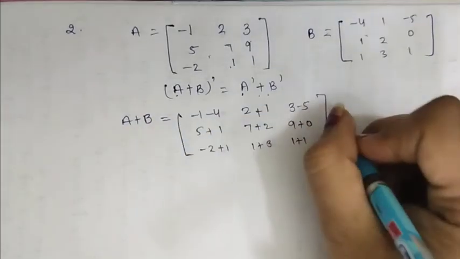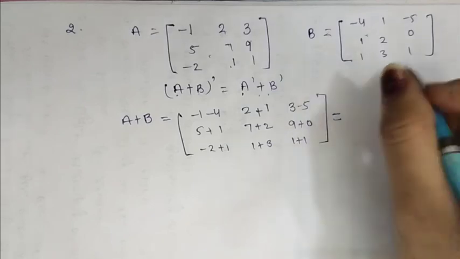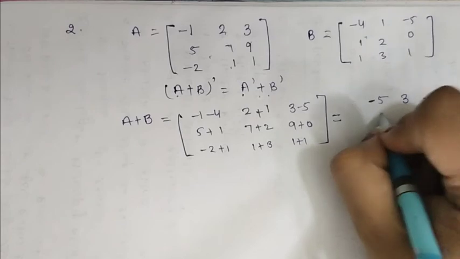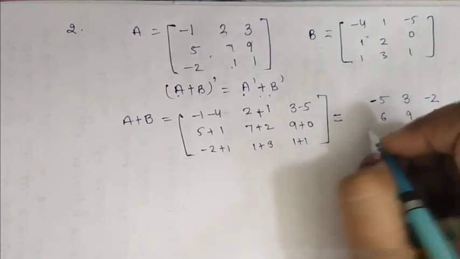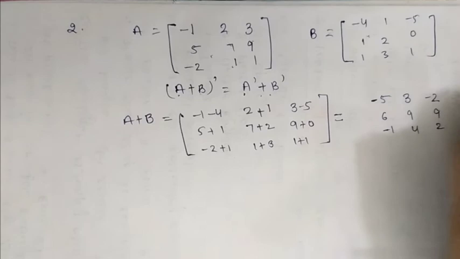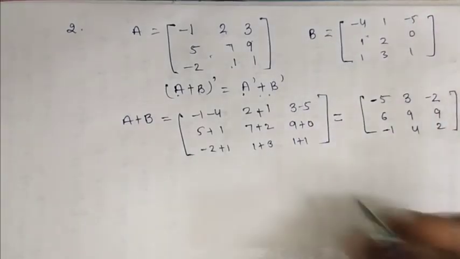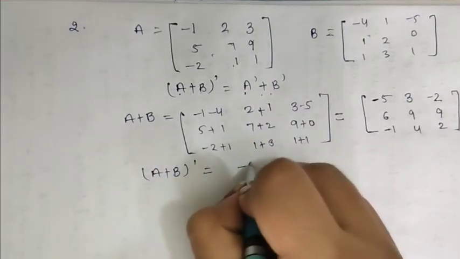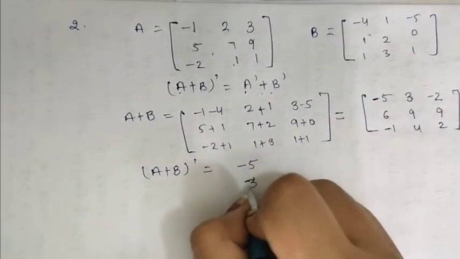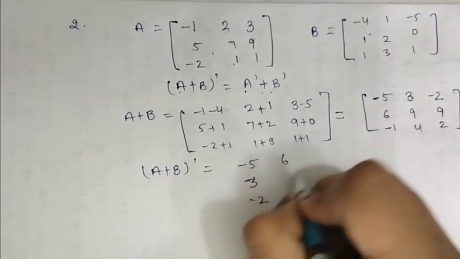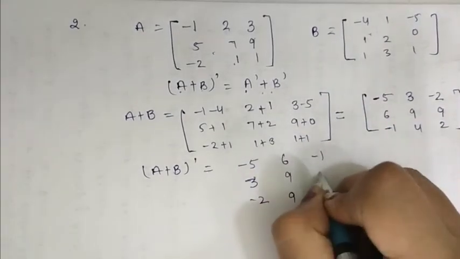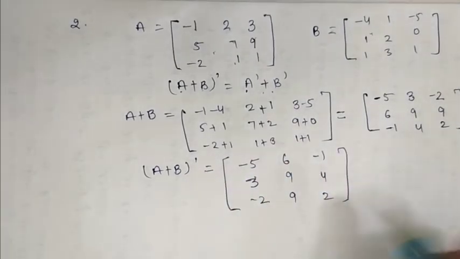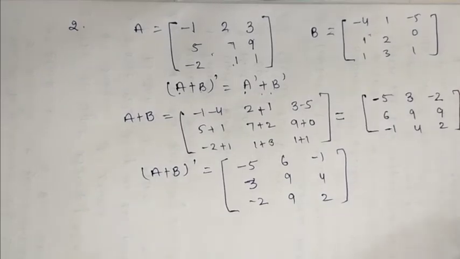The addition we get will be -5, 3, -2, then 6, 9, 9, and here we have -1, 4 and 2. This is the addition of A plus B, but we have to find the transpose of it. So (A plus B) dash will be -5, here we get 3, then we have -2, here 6, 9 and 9, and -1, 4, 2. Because as you know, when we transpose any matrix, its rows change into columns and its columns change into rows.